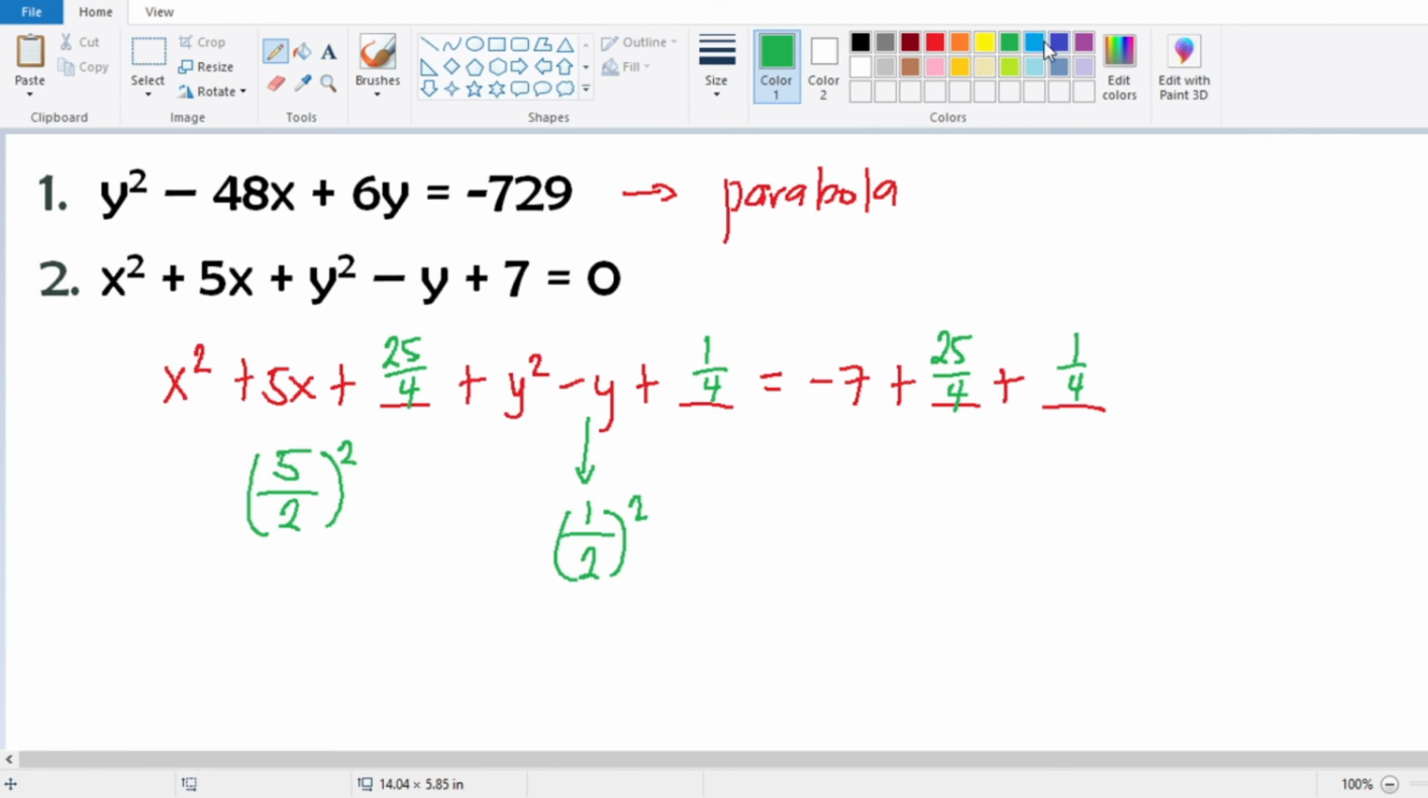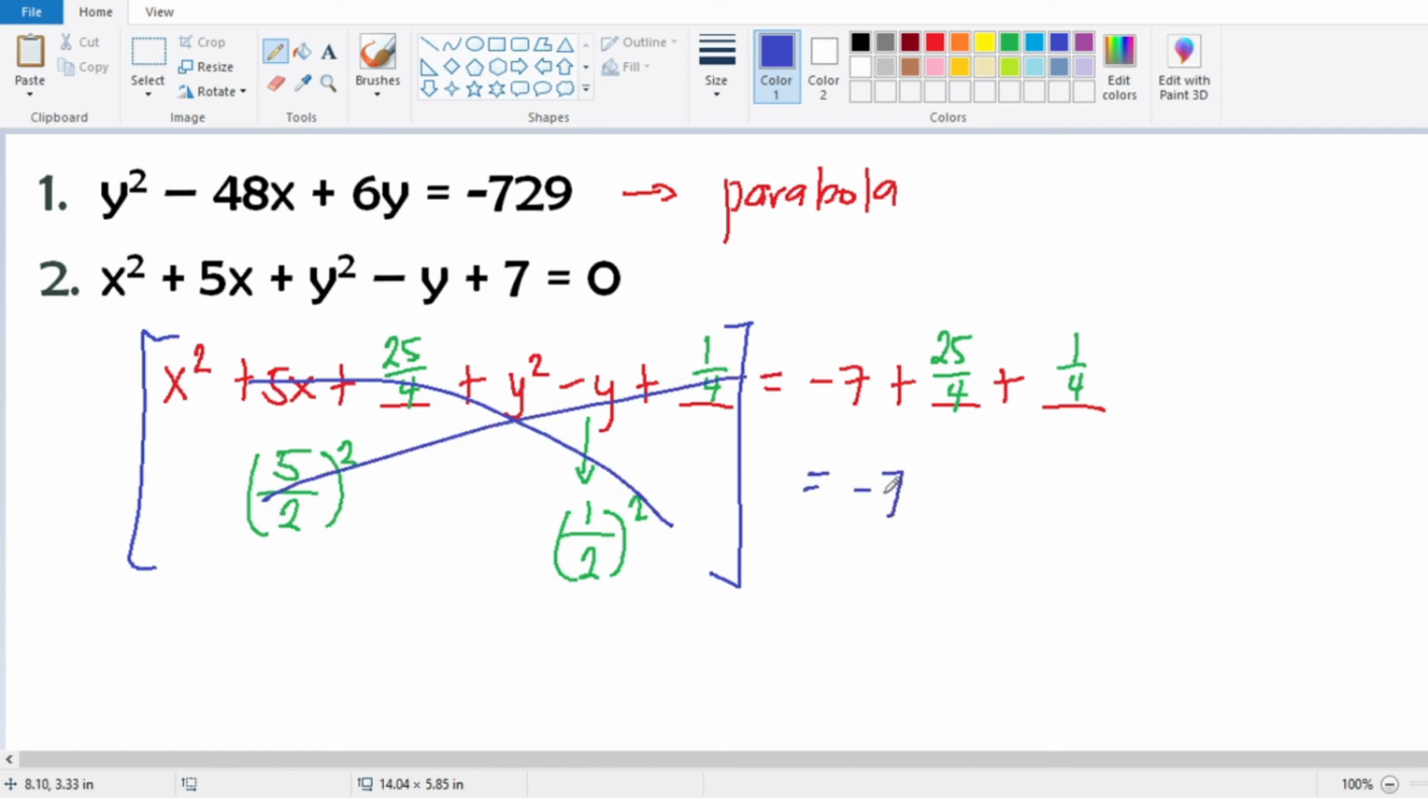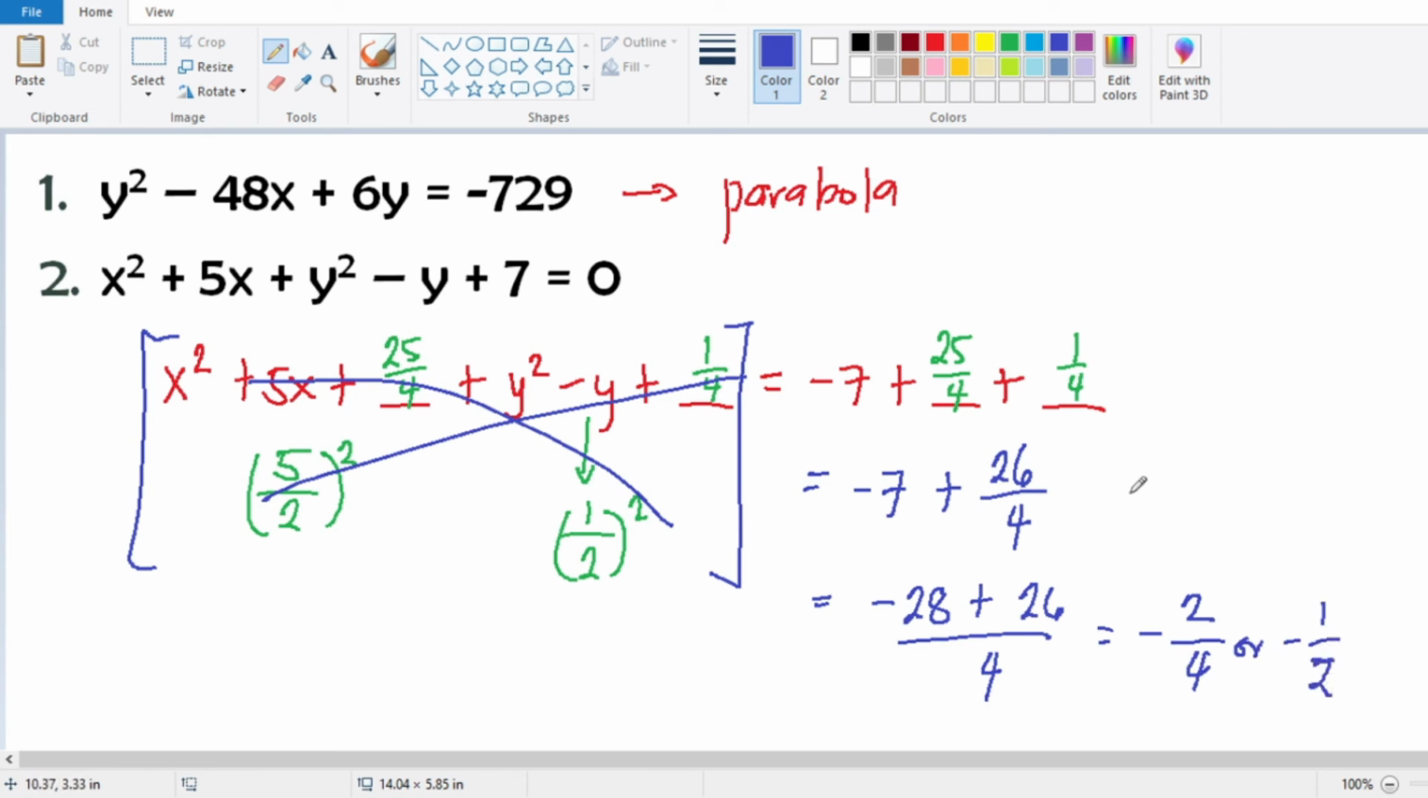Siyempre, hindi na natin ito papansinin, itong part na to. Yan. So, never mind that. Dito tayo. You have negative 7 plus 26 over 4, right? And then you have negative 28 plus 26 over 4. So you have negative 2 over 4 or negative 1/2. Which means then that this one, ang initial mo na thought is a circle, right? Not a circle, but empty set.